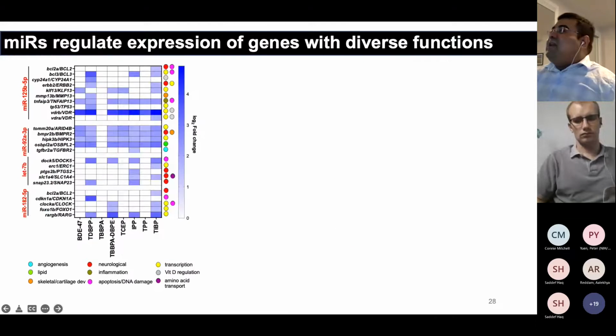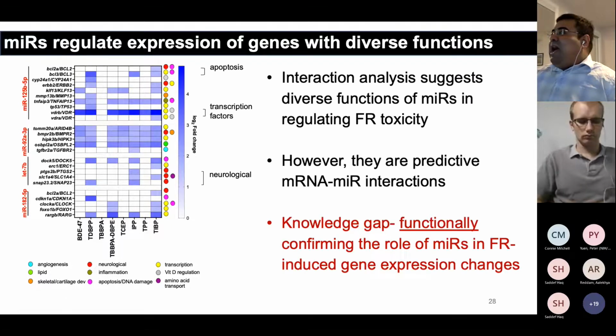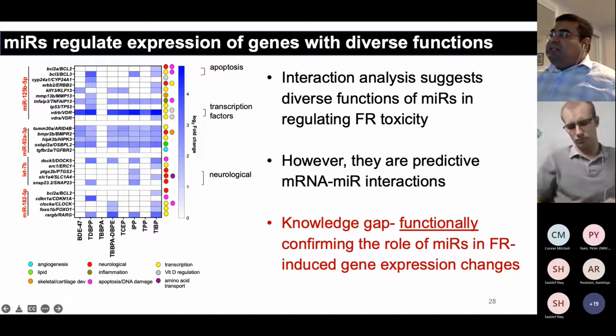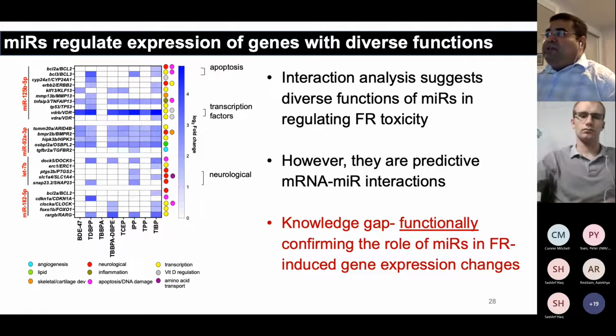In fact, refining the data to a few selected microRNAs, we plotted the expression of the genes that these microRNAs are predicted to regulate across the flame retardants. What we see here is that the microRNAs regulate a diverse set of genes that in turn regulate several biological processes, including apoptosis, transcription factors, neurological pathways, as well as other pathways such as inflammation or angiogenesis. Overall, this data suggests that microRNAs should be an important consideration in studying flame retardant toxicity.